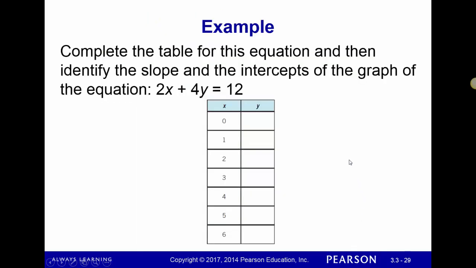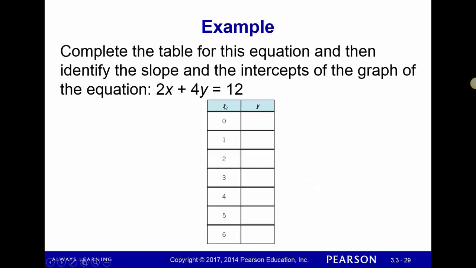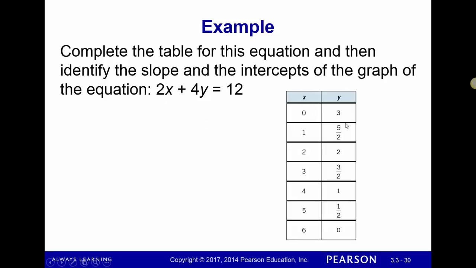Complete this table for the equation and then identify the slope and both intercepts of this graph. So when I let x equal 0, I can go ahead and solve each one of these. Let me just go back for a second. So I let x equal 0 here, so I get 4y equals 12. I solve for y and I get 3. I let x equal 1, etc., and all the way down, I substitute all these values for x and find the corresponding y. And here's my completed table.